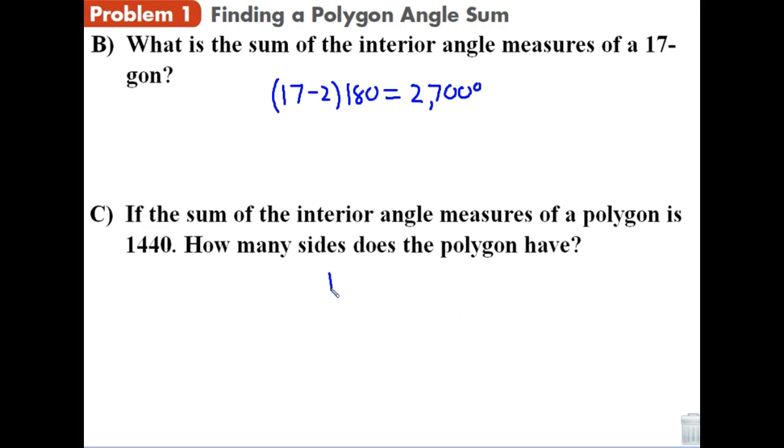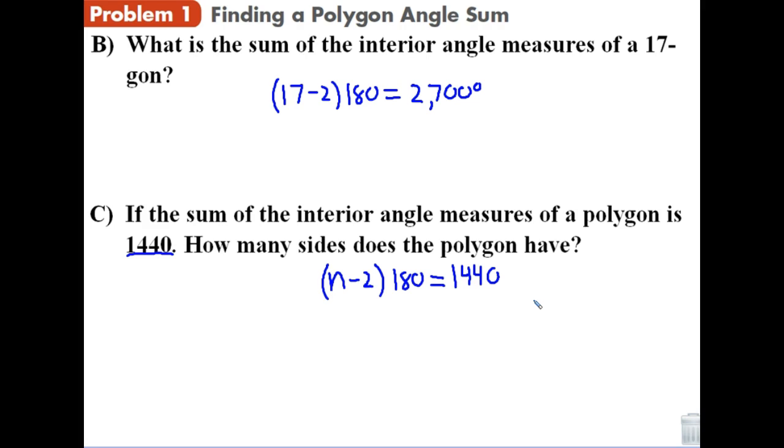To do that, we'll take that same formula, n minus 2 times 180, because when I plug in n, I'll get out the interior angle measure. Here we know what this should be equal to. We know the interior angle measure is 1,440.